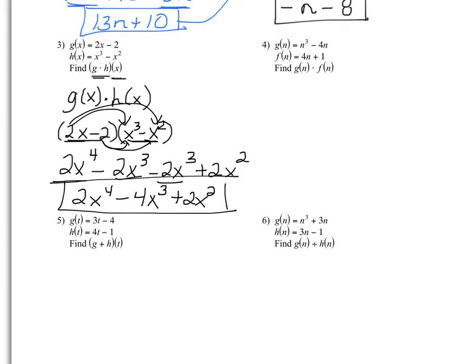Next problem, very similar. We're going to have g of n times f of n. So we're going to take g of n, which is this n cubed minus 4n. I'm going to multiply it by f of n, which is 4n plus 1.